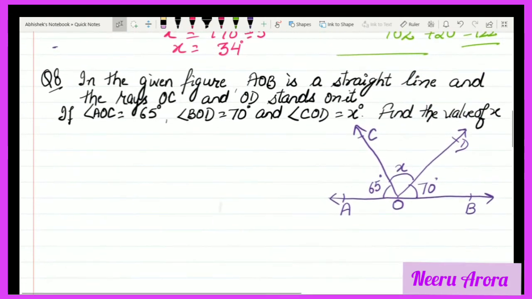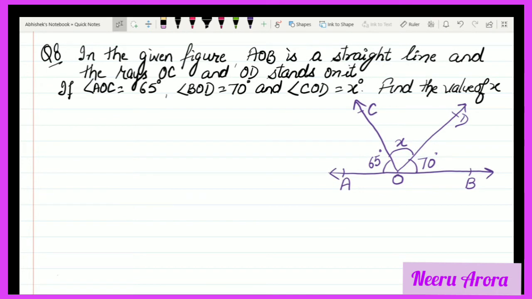Now look at question number 8. In the given figure, AOB is a straight line and the rays OC and OD stand on the straight line AOB. If AOC is 65 degree, BOD is 70 degree and COD is x degree, find the value of x. We want here the value of x.